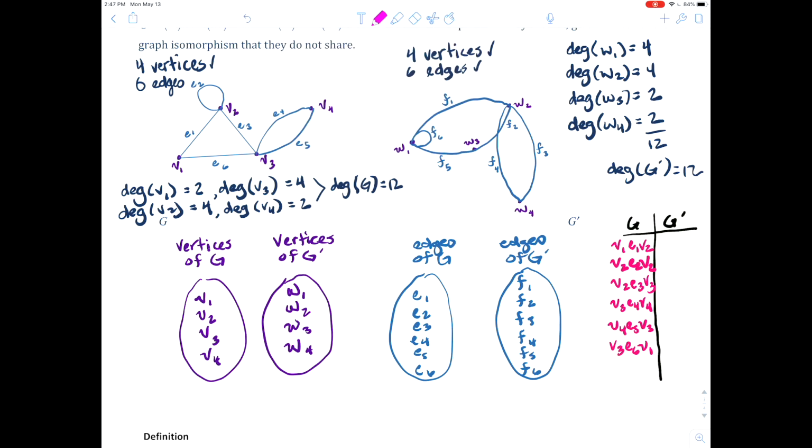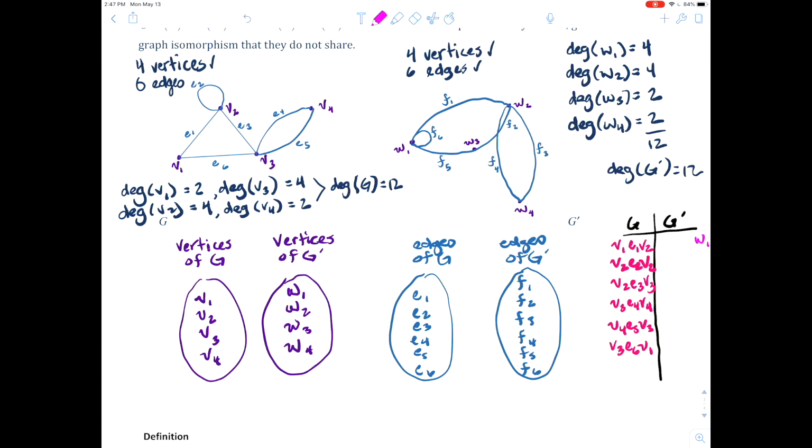In G prime, what's going to happen? Remember, we want them to correspond. For ease, I'm going to look for the loop and see if I can make that one work. Do you see that W1 has a loop, and that one had degree 4? So if I put W1 here at the end, then I am potentially matching it, corresponding it to V2.